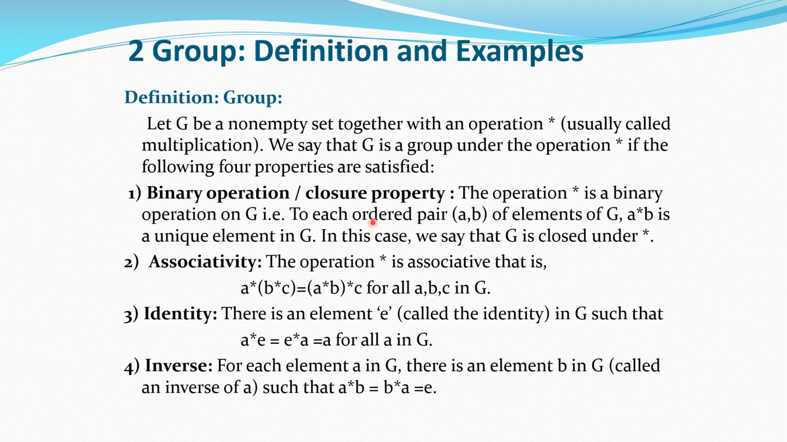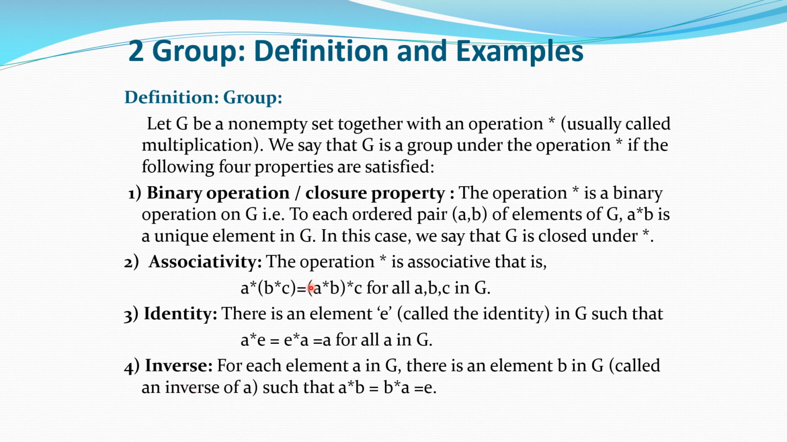The operation star is a binary operation on G, that is, to each ordered pair A, B, the element A star B is a unique element in G. In this case, we say that G is closed under star. So we have already seen all these properties, we are just collecting all of them together. So first, star is a binary operation. Secondly, star is associative. Third, there is an element E in G, that is the identity element. And fourth, for every element A in G, there is some element B in G called its inverse.